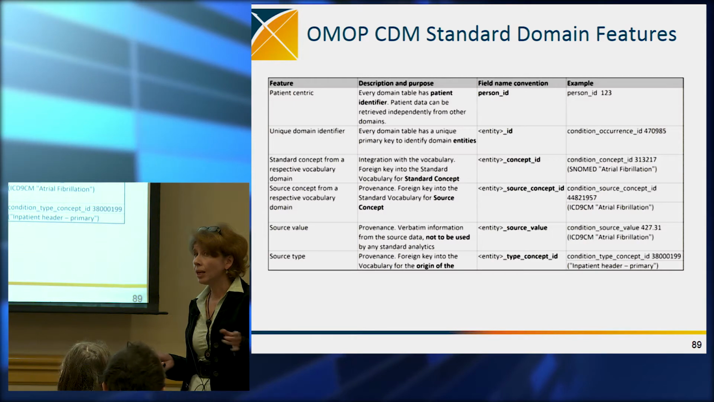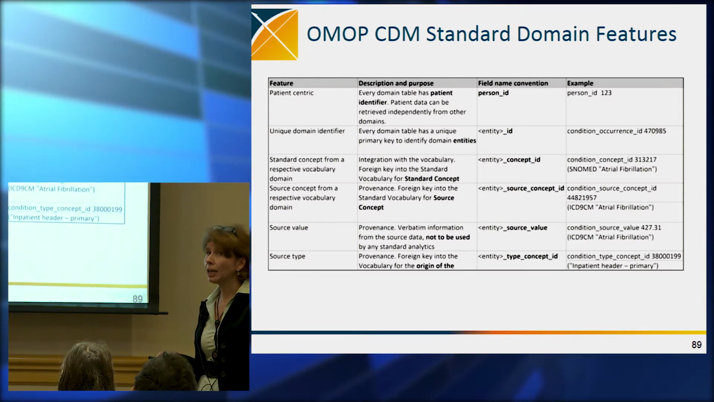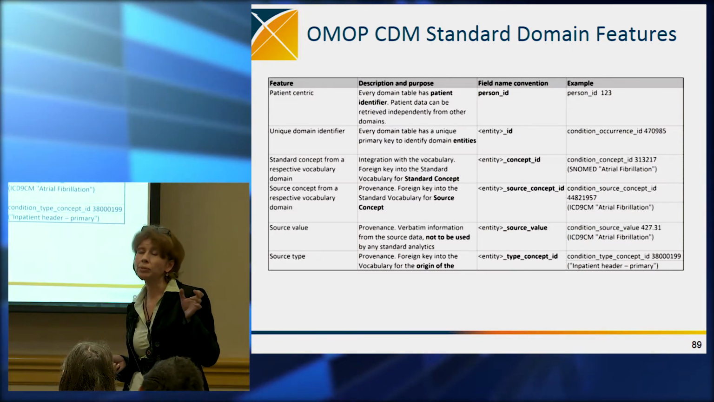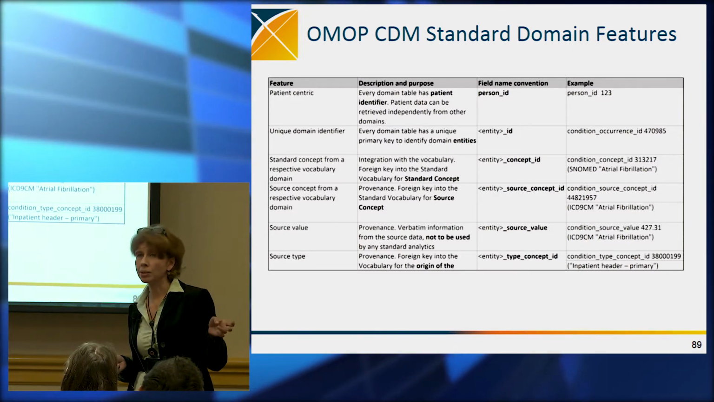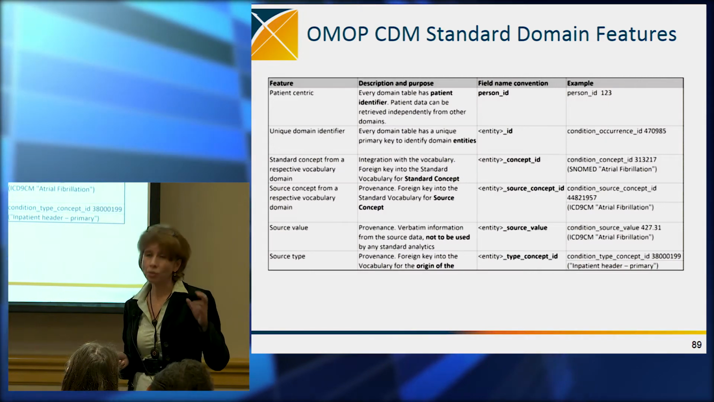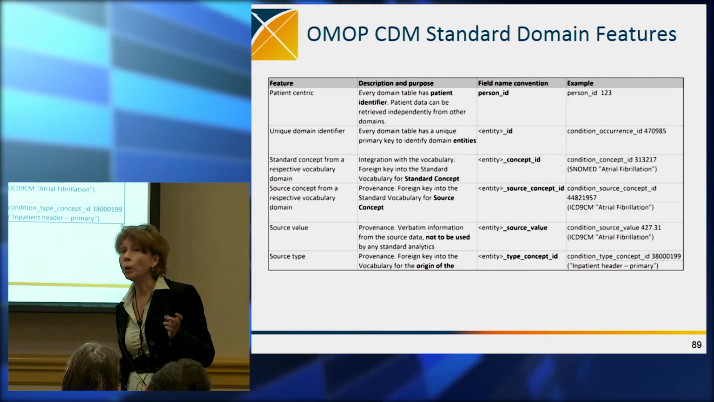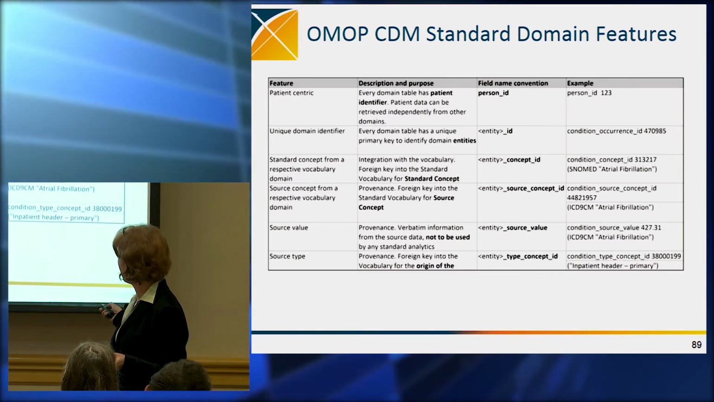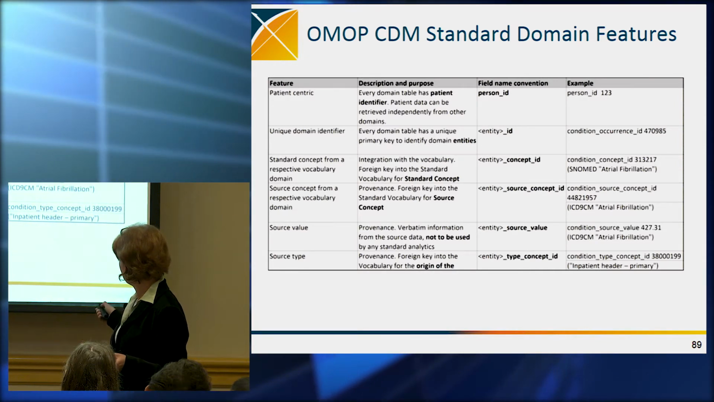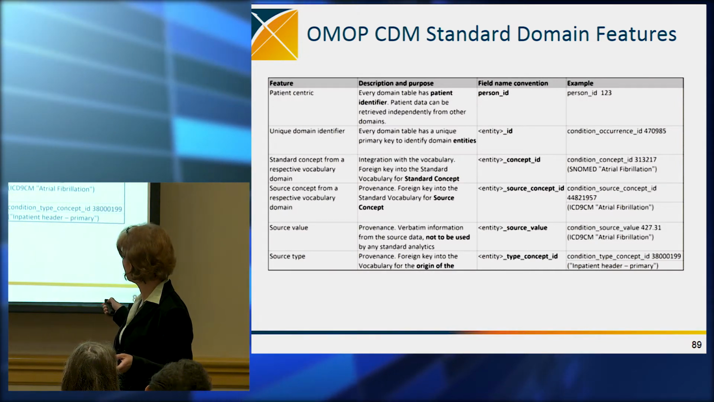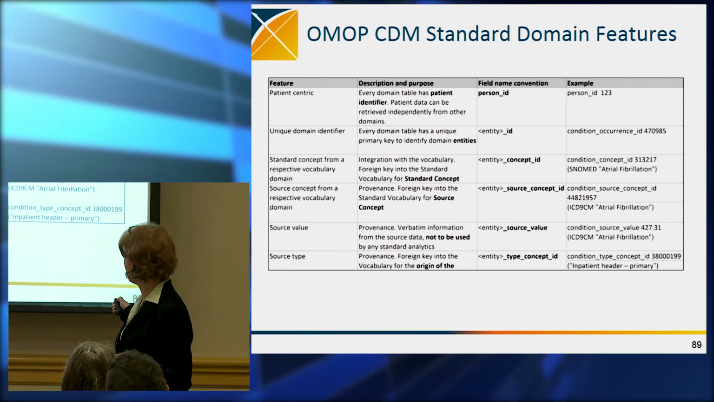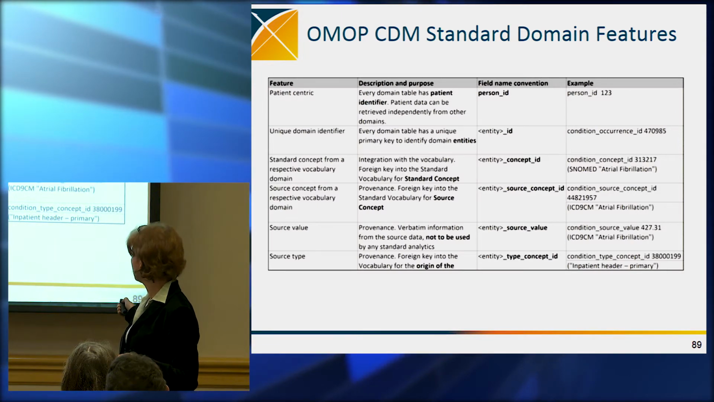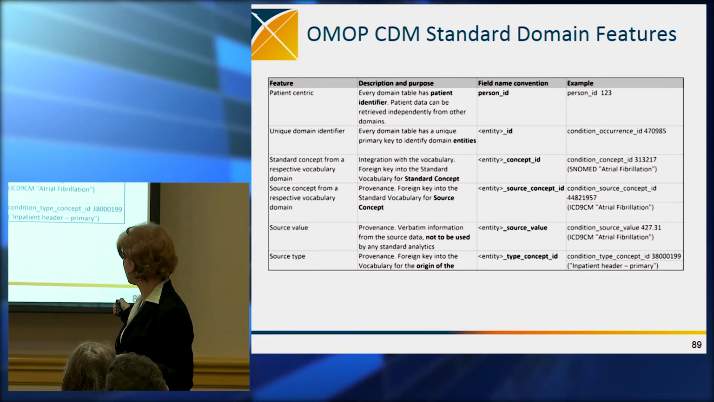For each domain, as I mentioned, there is a concept ID that will describe a diagnosis, procedure, or drug, and it's represented by a standard concept ID. And normally, it's named by the name of the domain, condition, then underscore concept ID. And you might remember the SNOMED atrial fibrillation, which is the standard concept ID of this.